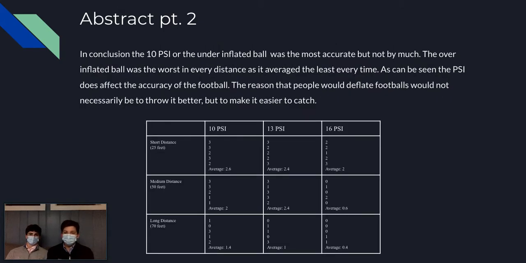Abstract Part 2. In conclusion, the 10 psi ball was the most accurate, but not by much. The overinflated ball was the worst in every distance. As can be seen, the PSI does affect the accuracy of the football. The reason that people would deflate the footballs would not necessarily be to throw it better, but it would be easier to grip and catch.